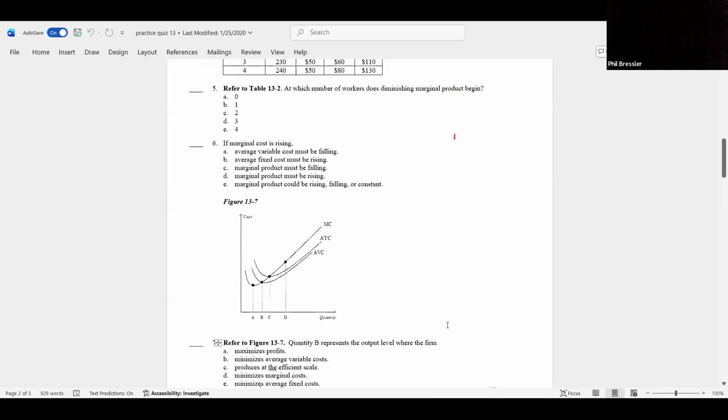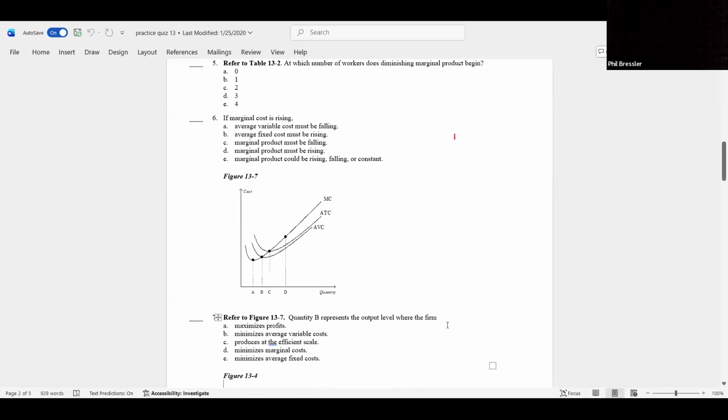Oh, I want to look at figure 13.7. At A, MC is crossing AVC, so that's where AVC is at the minimum. At B, MC is crossing ATC, that's where, hold on, maybe I'm not seeing. B is crossing AVC, I'm sorry. So that's variable cost at the minimum. C is MC crossing ATC. That's where you're productively efficient. So if they ask about C on the quiz, that's productively efficient.